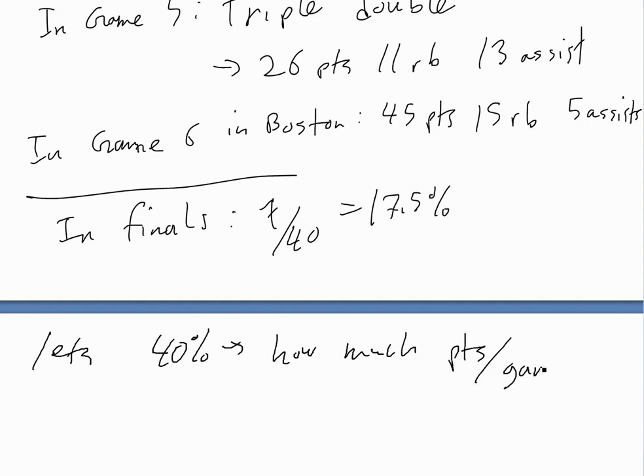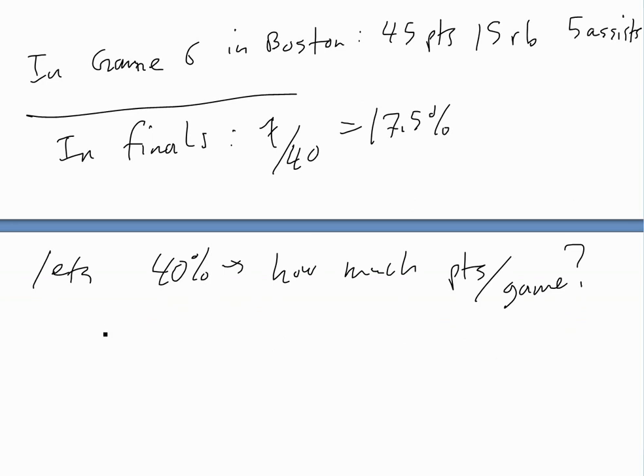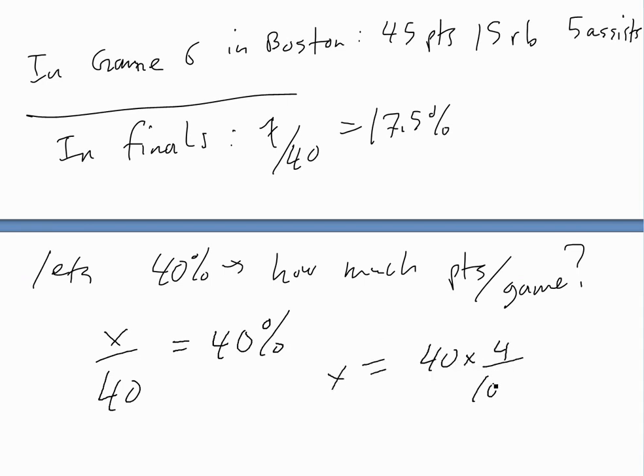How many points per game would he get in this case? Basically, if he just shot a bit better, 40%, we'll write x divided by 40 equals 40%. Multiplying this out, we get x is equal to 40 times 4 over 100, and then this cancels. Actually, no, this is 40, my bad. So this one cancels this. So we're basically going to get 16 over 40.